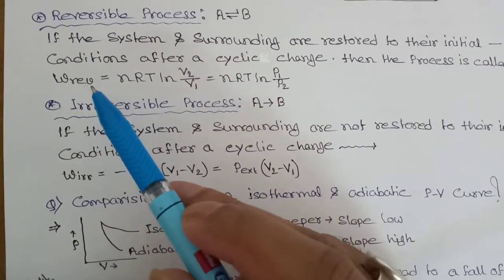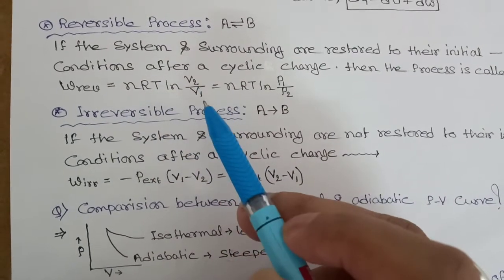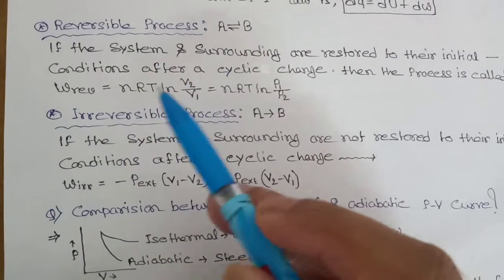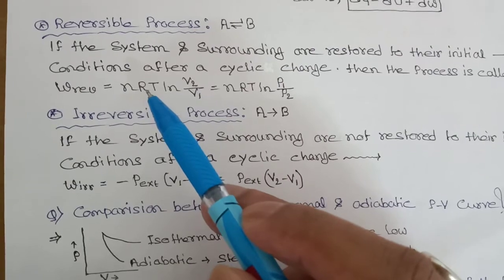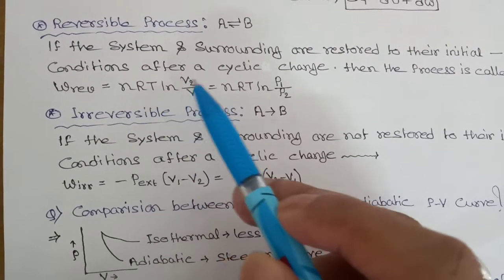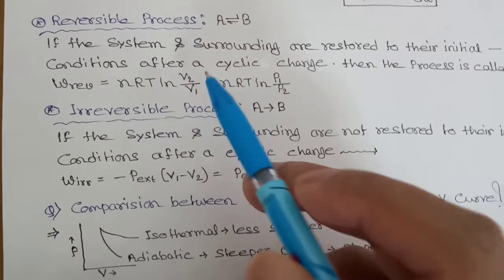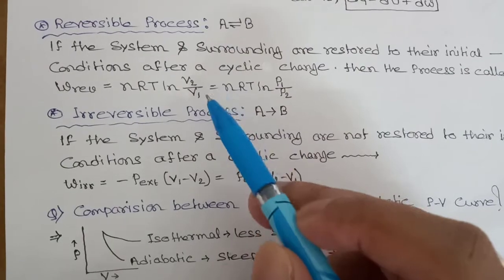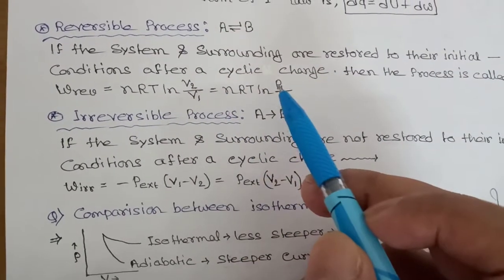Work done in a reversible process is equal to nRT ln V2 by V1. This is the formula for work done in a reversible process. Here n is the number of moles of gas, R is the universal gas constant, T is the absolute temperature, V2 means final volume, and V1 means initial volume. It is also equal to nRT ln P1 by P2. You can write V2 by V1 or P1 by P2, since you all know volume is inversely proportional to pressure.